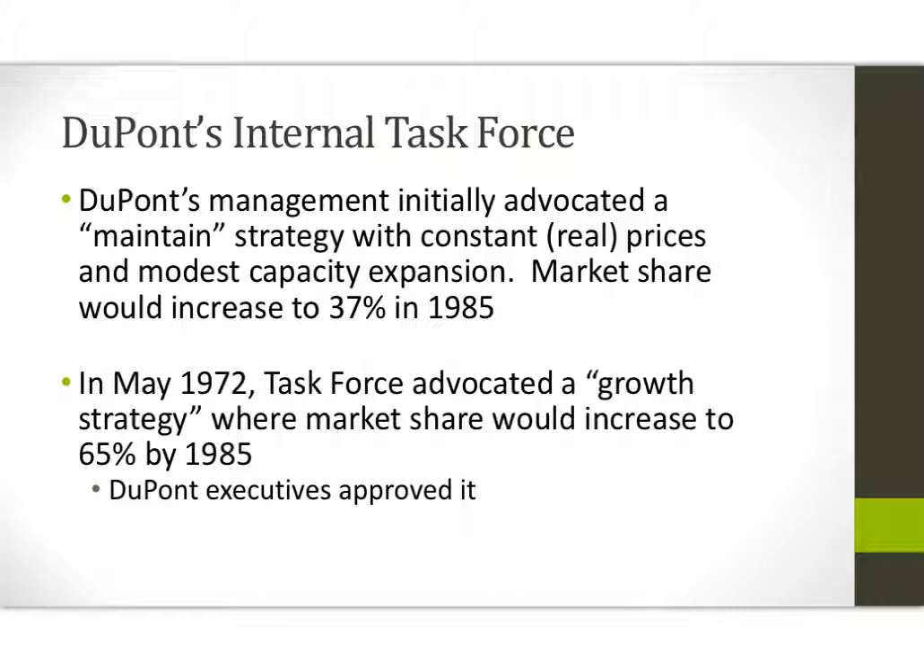When DuPont discovered that they had this 20% cost advantage, their management team initially advocated what they called a maintain strategy, when you look at their internal documents, with constant prices and modest capacity expansion, projecting that their market share would increase to 37% in 1985. A couple years later, in May 1972, the task force advocated a growth strategy where market share would increase to what they projected to be 65% by 1985, and the executives approved it.